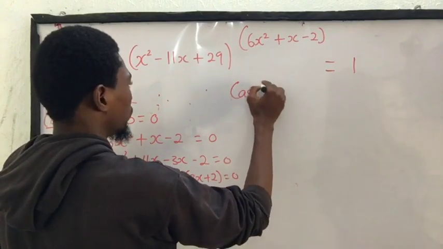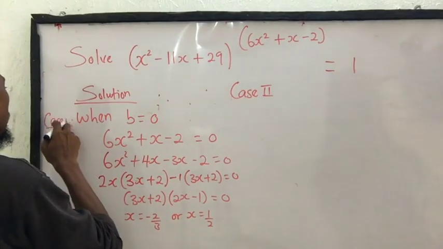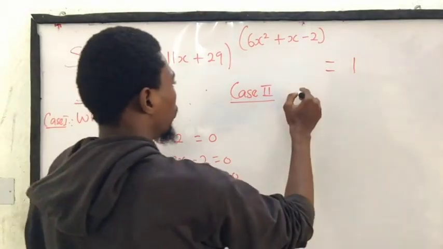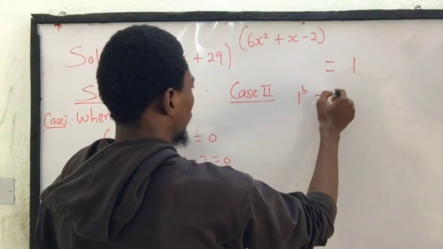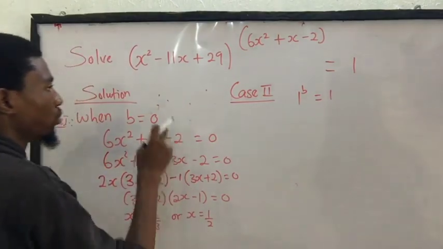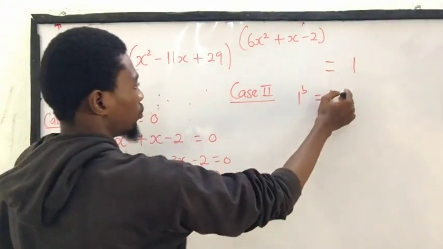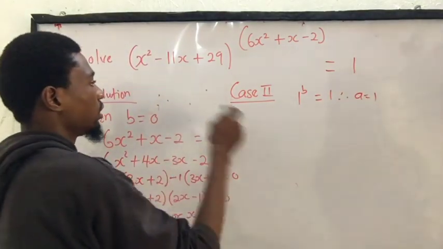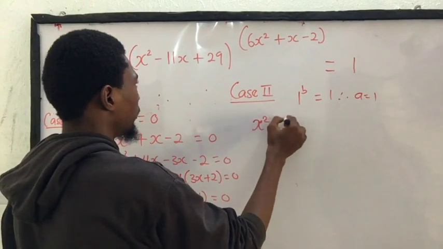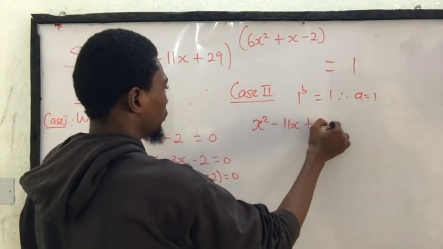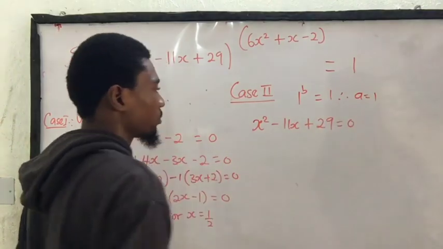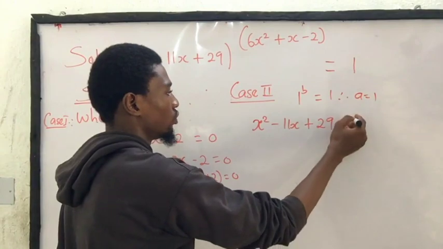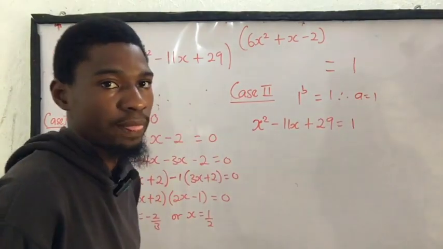For case 2, what do we have there? I told you that 1 raised to the power of b must give us what? 1. So that is when a is equals to 1. And where a is what? A is x squared minus 11x plus 29 equals 1, because we said a to be 1.